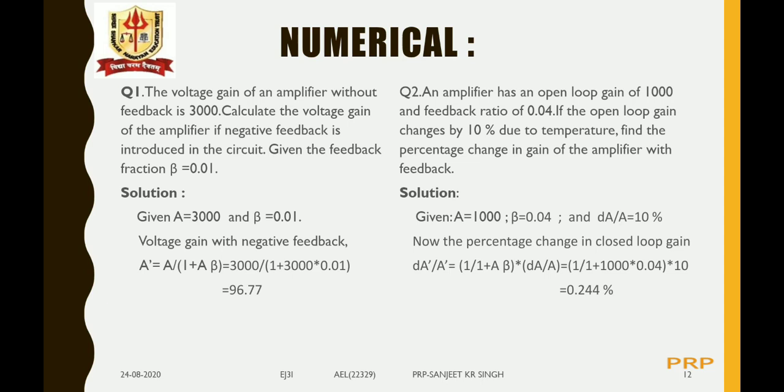Substituting the values we get 96.77. And in the second numerical we have been given the open loop gain as 1000, beta the feedback factor as 0.04, and the change in the open loop gain is 10%. Now we have to find the percentage of change in closed loop gain, that is dA dash by A dash. A dash is the gain of the amplifier with feedback, and A is the open loop gain without feedback. So that value is calculated by 1 divided by 1 plus beta times A into dA by A, that is substituting the values we get 0.244% change in the closed loop gain of the amplifier.